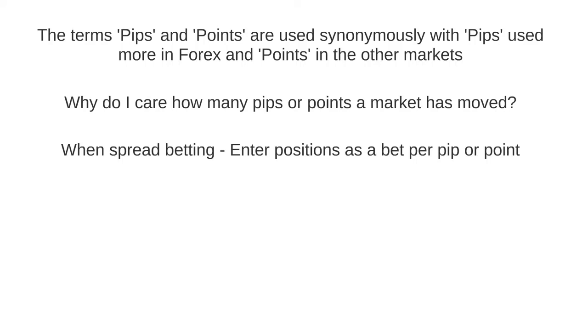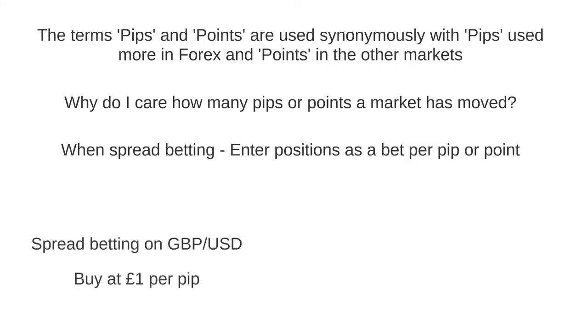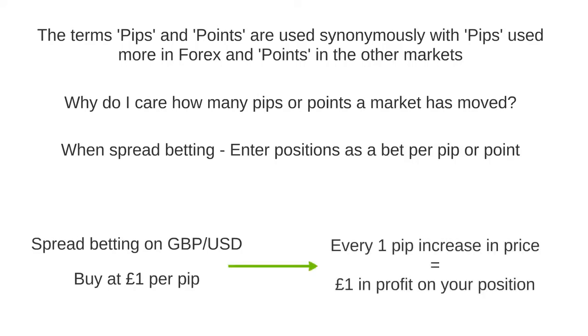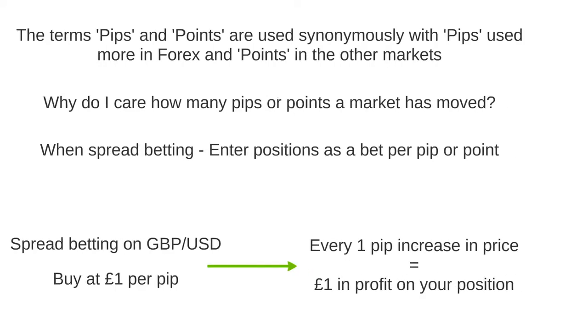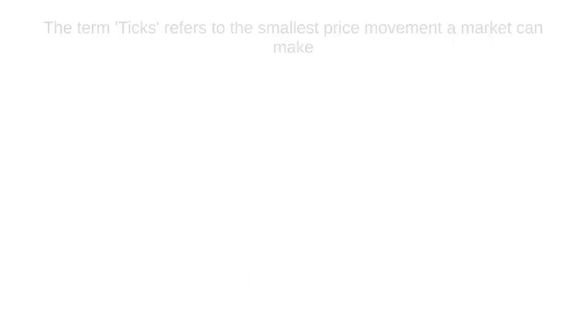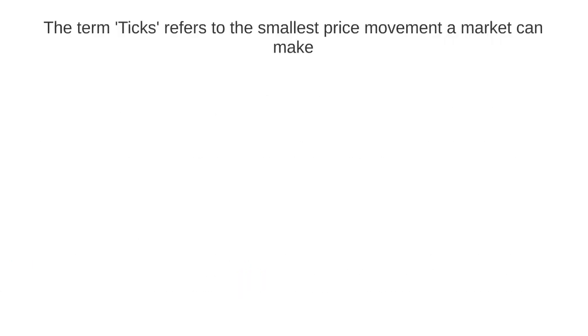or point. So for example, if you are spread betting and you buy the pound dollar at a position size of £1 per pip, then for every pip the price of that market moves up, your position will increase in profit by £1 also. Ticks, however, refer to the smallest price movement a market can make.